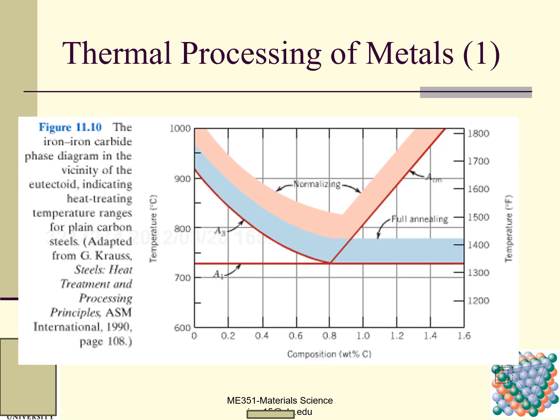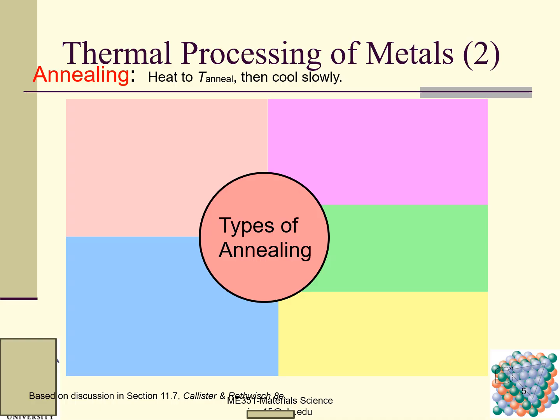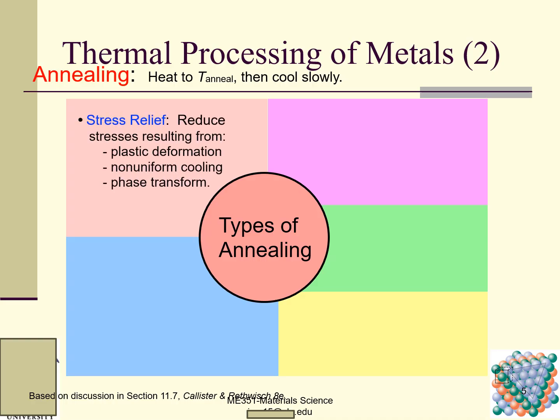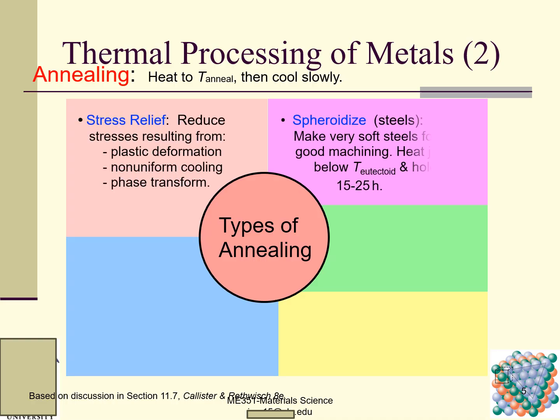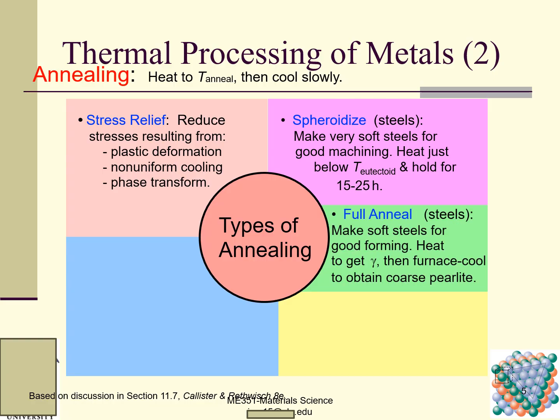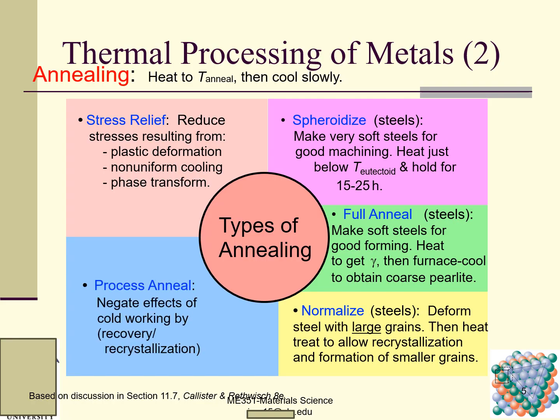This is A1, and this is A3. This is full annealing. And here is another one, this is normalizing. These are different areas. And here I'm going to show the types of annealing.